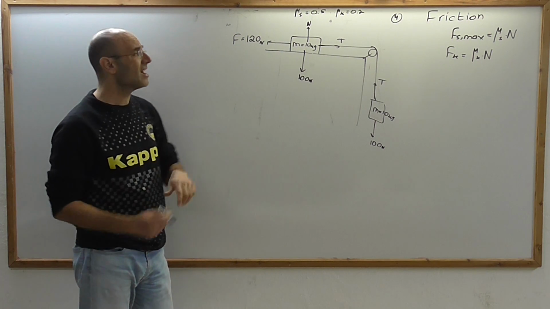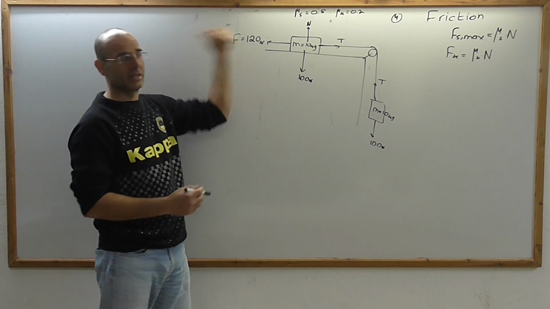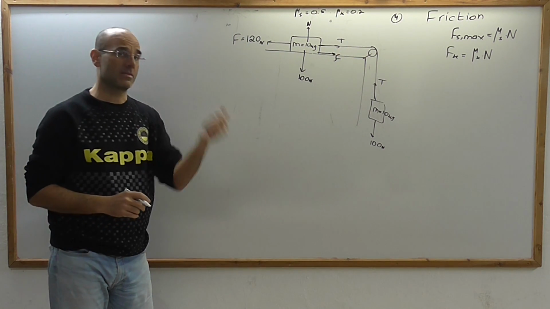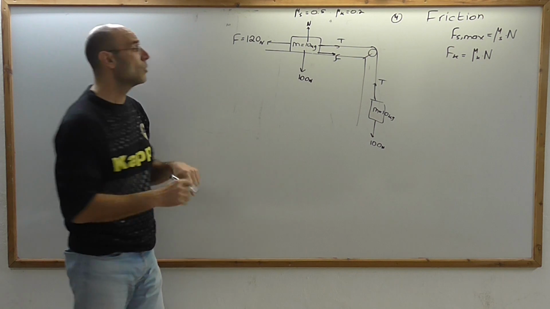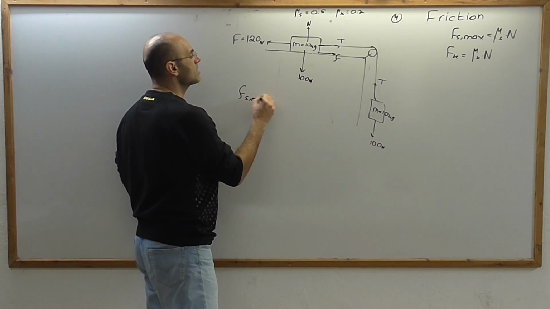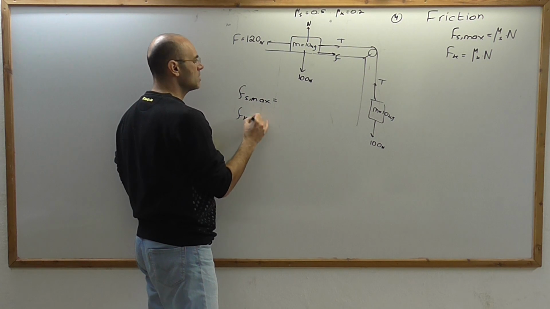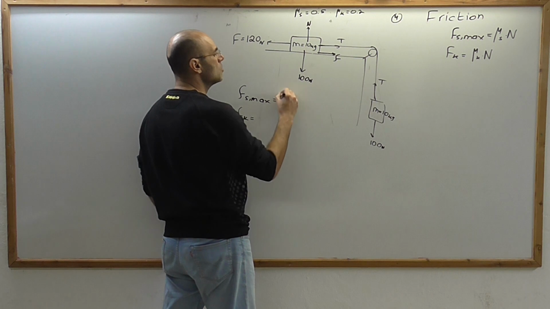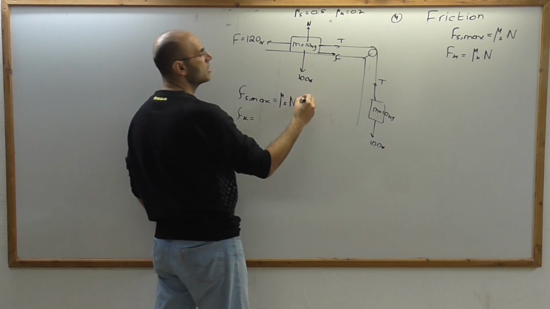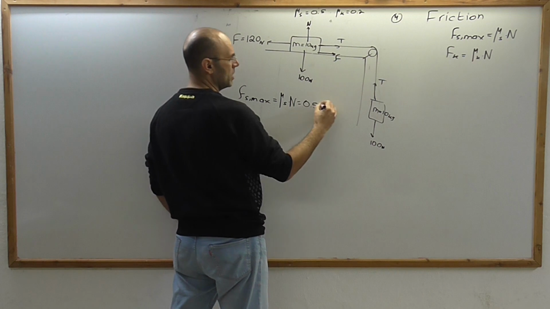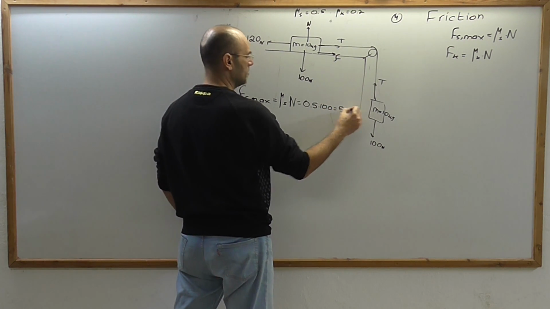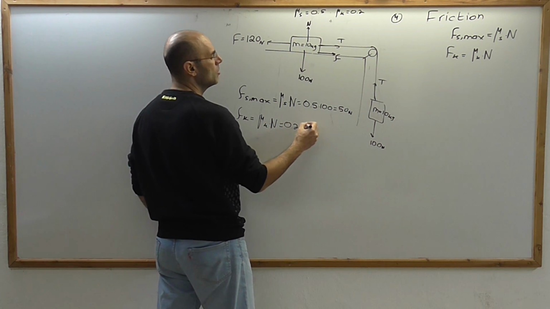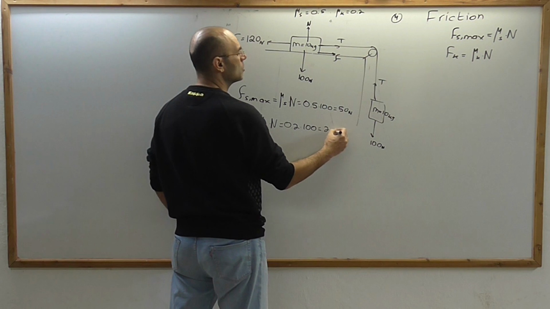So what do we conclude from that? It wants to move that way, so the friction will be this way. But still, I don't know if it's kinetic or static. We'll check. So I write myself these two. I always do. It's a good way to deal with these problems. Fs max is mu static multiplied by N. In this case, 0.5 multiplied by 100, 50 newtons. And if it's mu kinetic multiplied by N, it's 0.2 multiplied by 100, 20 newtons.